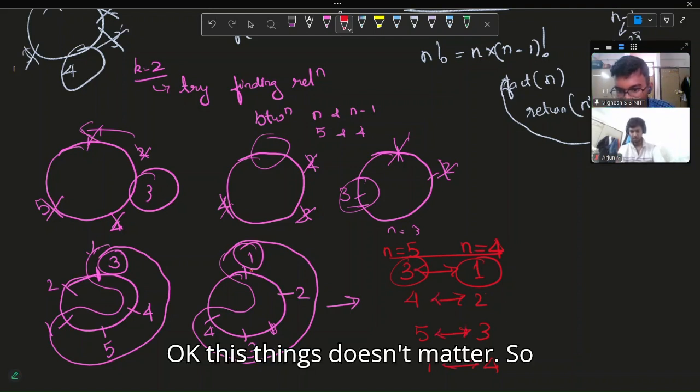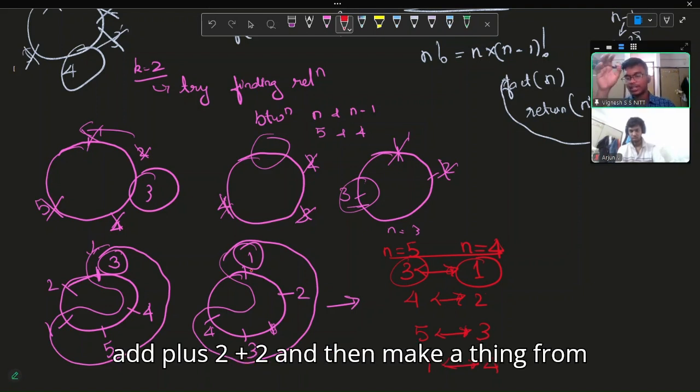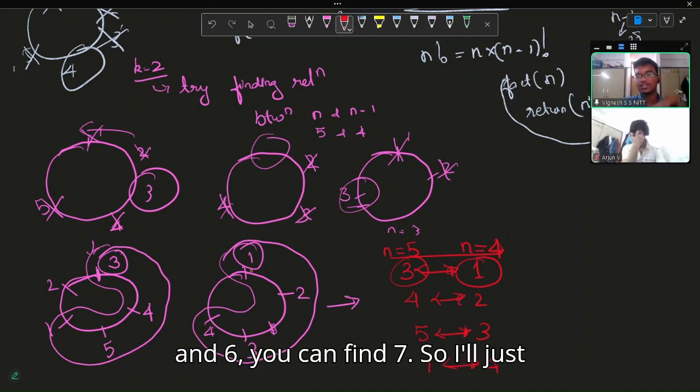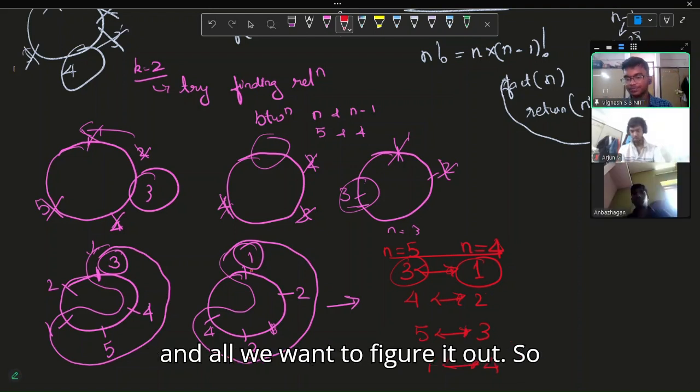Okay, this thing doesn't matter. So from 4 you can find 5. If you just add plus 2, from 4 you can find 5, from 5 you can find 6, and from 6 you can find 7. So I'll just repeat the things again, like this logic, we want to figure it out.